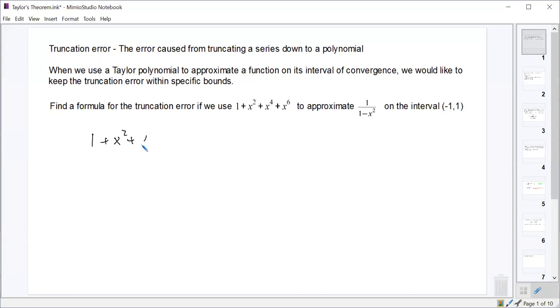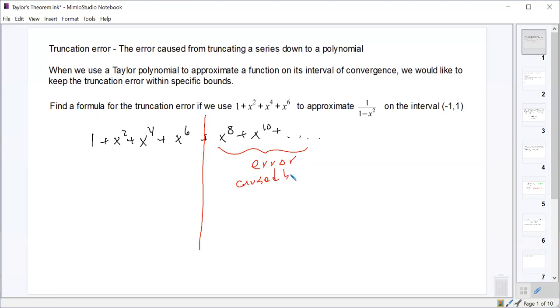So I'm going to write out the polynomial that we're going to use. We've taken 1 plus x squared plus x to the 4th plus x to the 6th, from what would be x to the 8th, x to the 10th, and so on. We've truncated it right here. So this is our approximation from our polynomial, and this is how much we're off by. This would be our error caused by the truncation. Everybody agree with that?